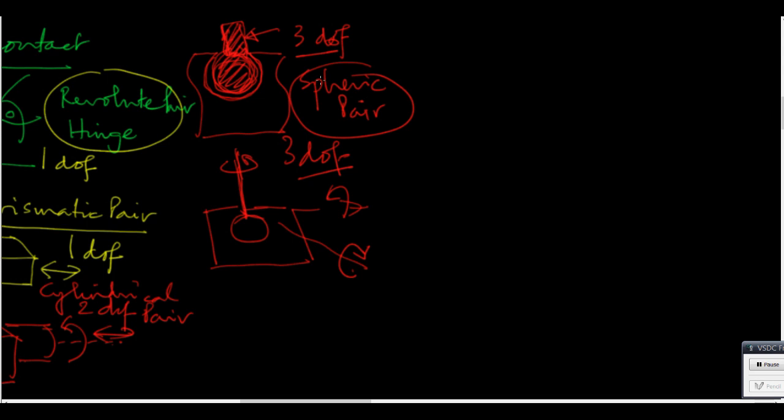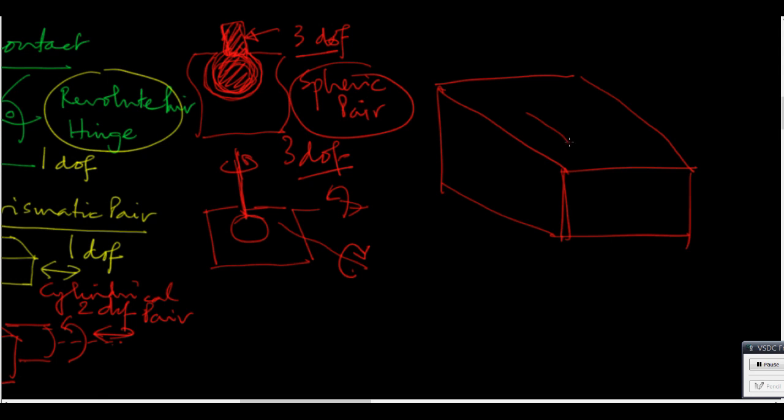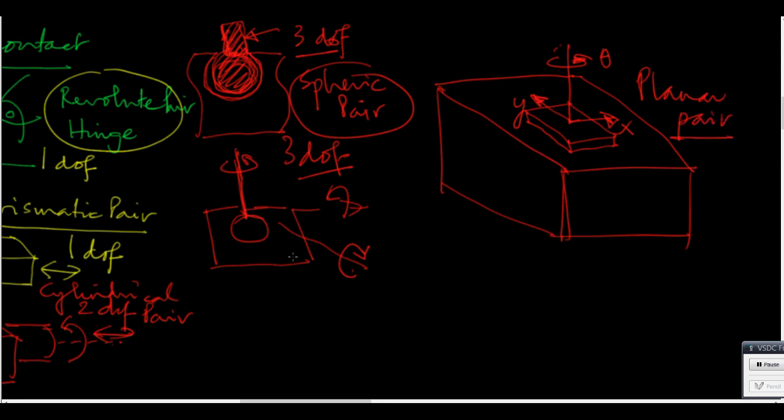We have a planar pair. A planar pair is one where on top of some surface, I have something else. This thing has one translational degree of freedom, another translational degree of freedom, and a rotational degree of freedom. You can call it x, y, and theta if you like. This is a planar pair. Okay, so all of these are the lower pairs.